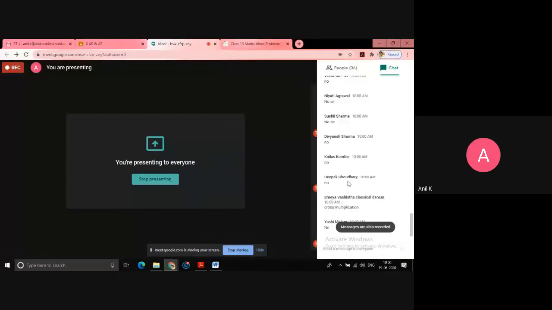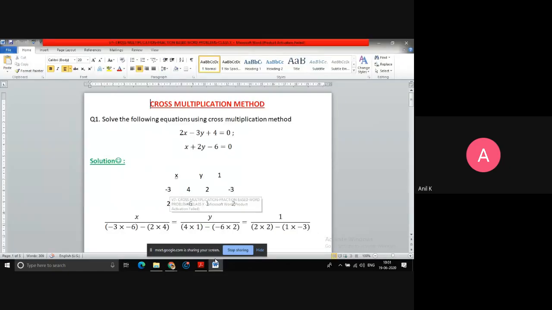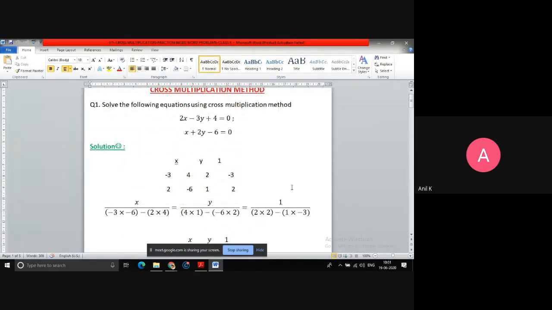If you have a doubt, please put a message that you have a doubt, especially about the cross multiplication method, the one which we discussed last. And then Shreya, I think she has a doubt in the cross multiplication method. Anyone else? Okay, the cross multiplication method is very easy.